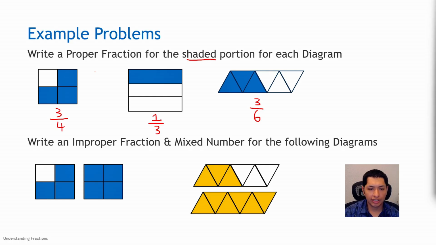Next, we are going to write an improper and mixed number for the following diagrams, and here it is 2 diagrams, the blue and the yellow. Looking at the blue on the left, I will first count how many are shaded in total. And if I count here, there are 7 pieces that are shaded in. For the denominator, the fact that you're writing improper and mixed number formats should tell you that the denominator has to be a value equal to or less than the numerator. So the denominator should be 7 or less in order for it to qualify as an improper or mixed number.